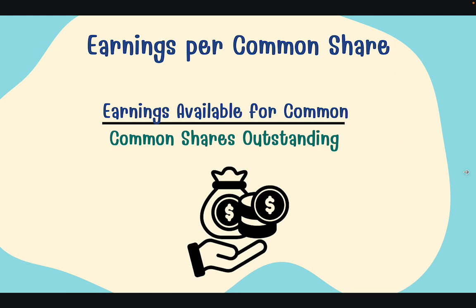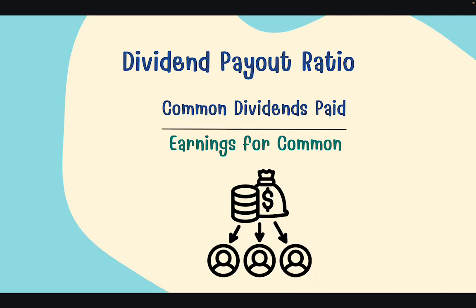Earnings per common share, we're going to get into this in more detail later, but the idea of identifying your earnings per common share is important. You take the earnings available for common and you divide that by the common shares outstanding. That's going to give you your earnings per common share. I would absolutely make a flashcard for this. This is a formula that you want to make sure you have memorized.